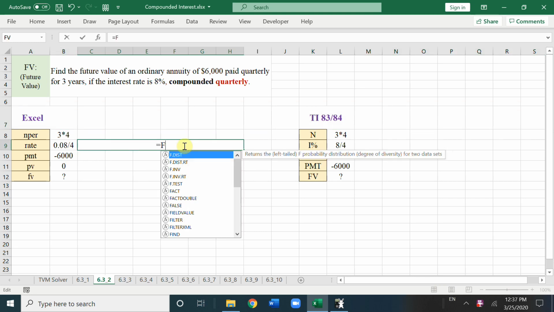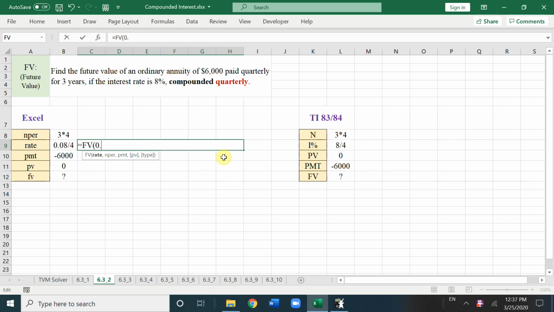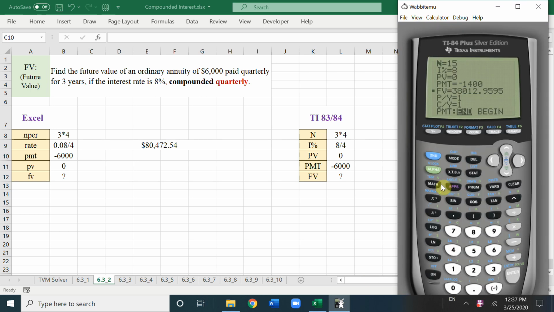So equals FV, and the rate is 0.08 divided by 4, and NPER is 12, negative 6,000. Because once again, we already have all the given arguments, and the default is the end of the period for the payment. So we could just hit enter. This is the answer. And for the calculator, reset all the numbers for this problem. So then we want to get FV, so cover this 0, alpha, enter. So we get the answer.